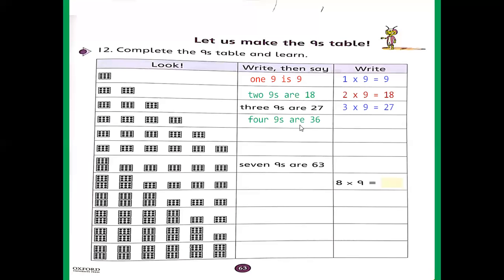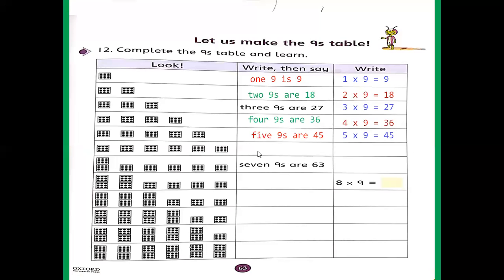1, 2, 3, 4, 5. 4 9s are 36. So write 4 multiplied by 9 equals 36, and read 4 9s are 36. 1, 2, 3, 4, 5. Right here, 5 9s are 45.